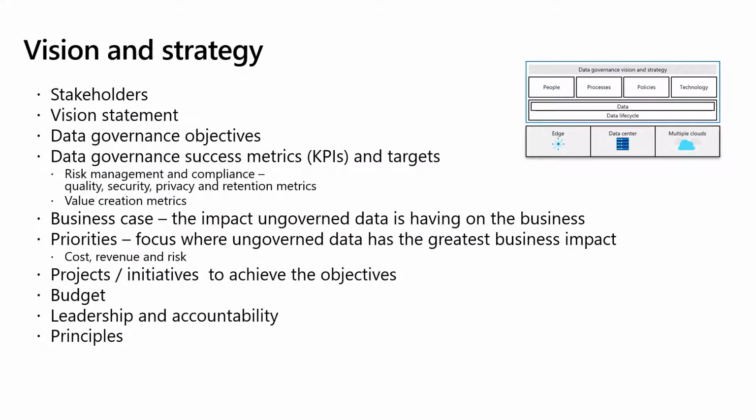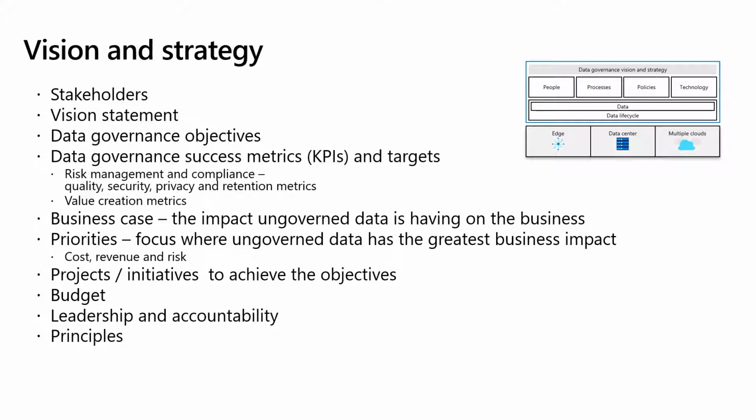If we look a little more carefully at the vision and strategy, for example, we'll start with the stakeholders. And this might be with the chief data officer or similar role depending on the organization. Stakeholders within each business unit are identified, and a vision statement, including the purpose of data governance objectives, is defined along with the various success metrics or KPIs.